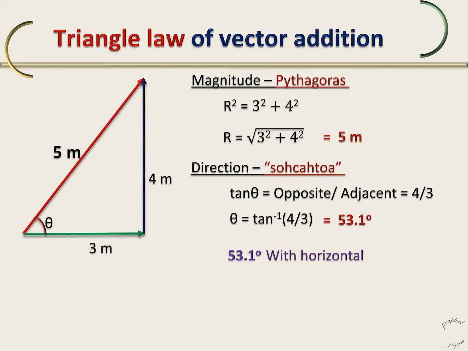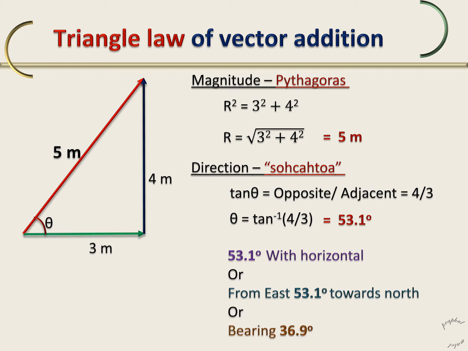There are many ways you can express this direction. The simplest way is you can say 53.1 degree with the horizontal. Horizontal is an imaginary horizontal line. Or you can subtract from 90 degree and express with the vertical. You can even say from east. You can see the red line is going from east towards north. It has already moved 53.1 degree from east towards north. That way you can express.